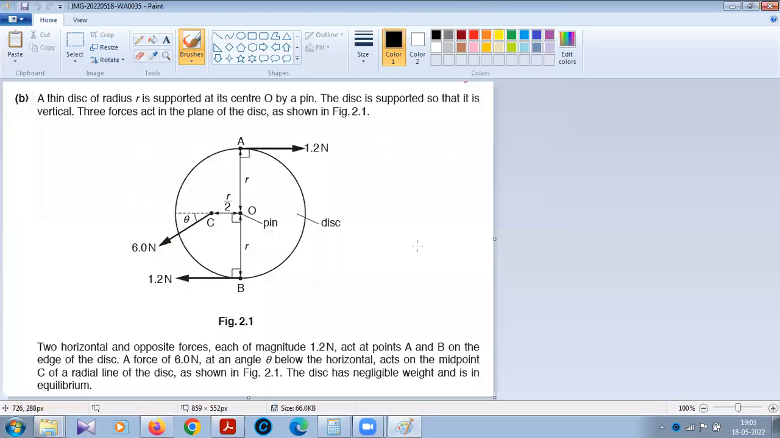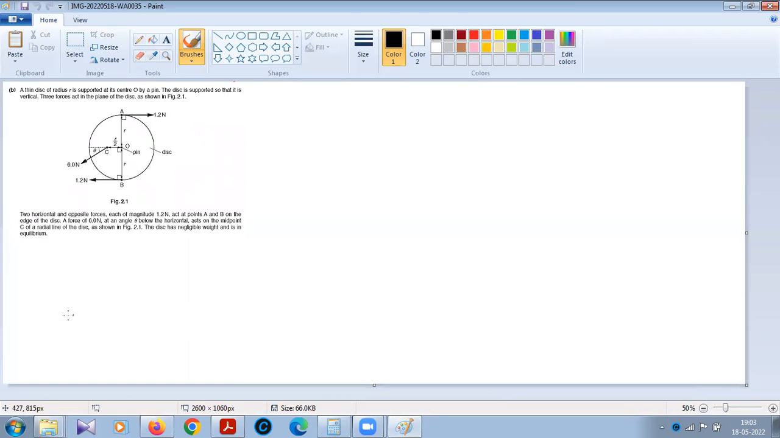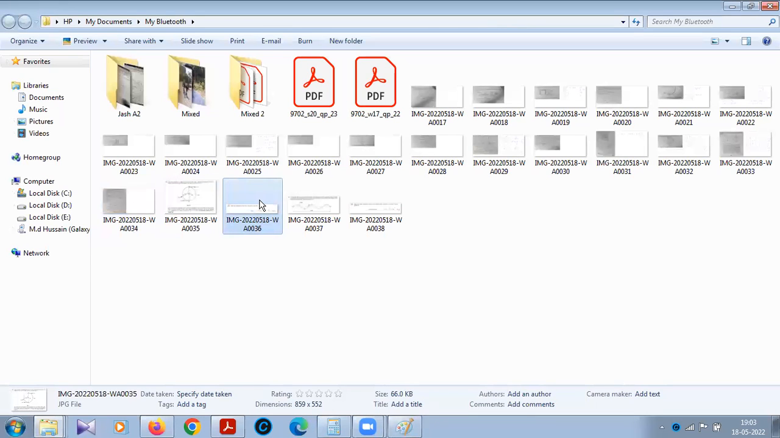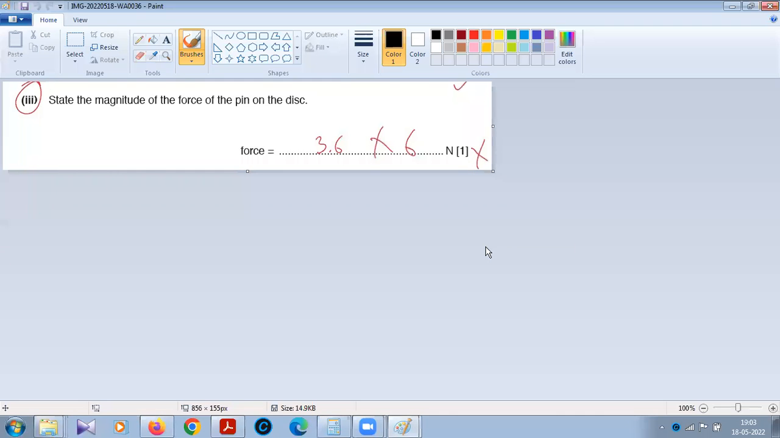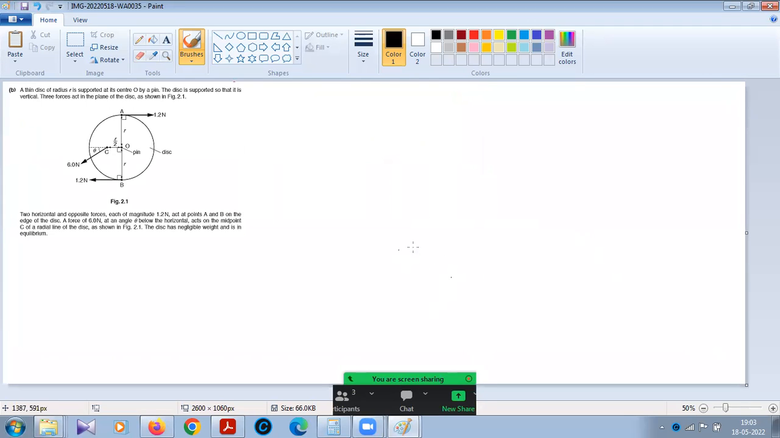Now another doubt. This is another part. Another question is, what you have to find out here? Magnitude of the force on the pin on the disc. Force you have to find out. So this is a question based on the torque.